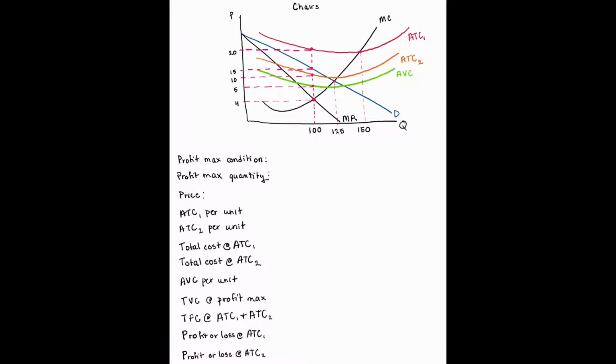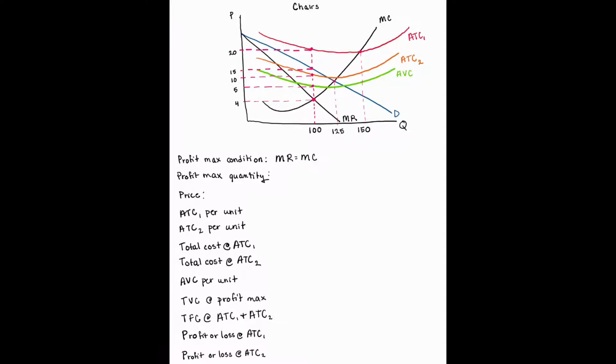I've also put numbers for different prices and costs on our y-axis, and quantities on our x-axis. So the first thing we want to determine when we get this kind of graph is the profit maximizing condition. This is something you definitely need to remember for the test and just memorize. That is marginal revenue equals marginal cost. So that's the first thing we need to identify on this graph.